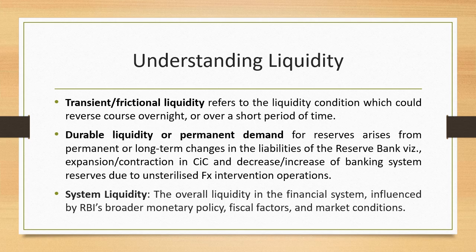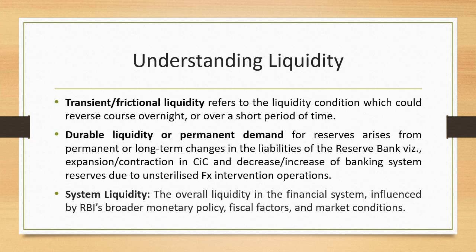So, transient liquidity is just a frictional liquidity. It's a very short-term liquidity problem which can be solved by the regulator through some of the measures that it can take. Essentially this is a liquidity condition which could reverse course overnight or over a short period of time. When it comes to durable liquidity, it's a liquidity for the long term.